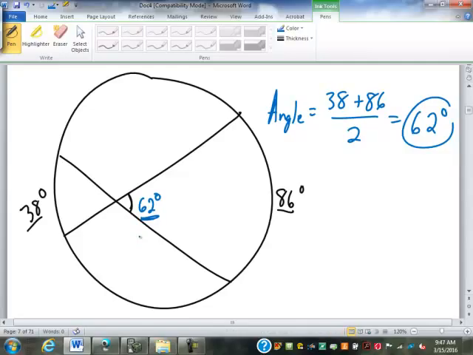Somebody average those up for me. Now make sure you do 38 plus 86, hit equals, and then divide by 2. 62 degrees.